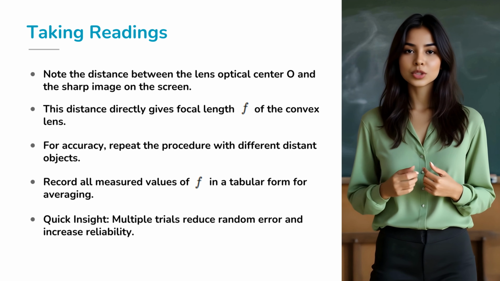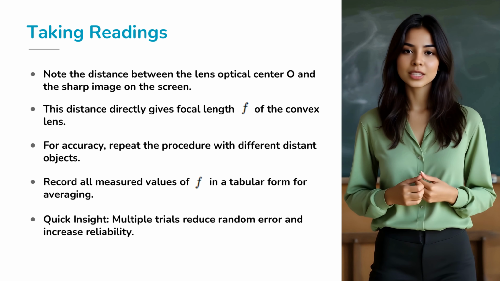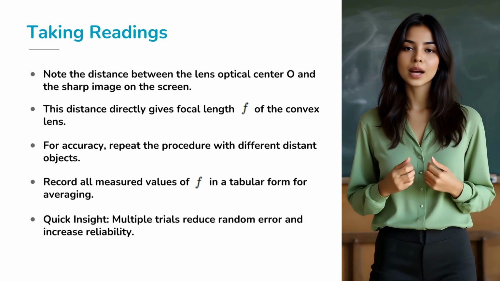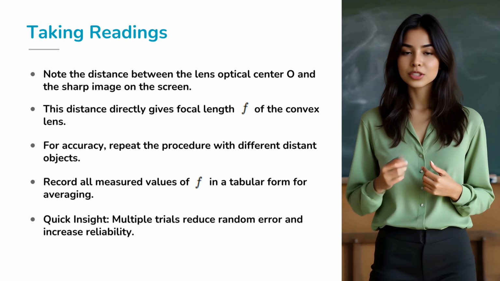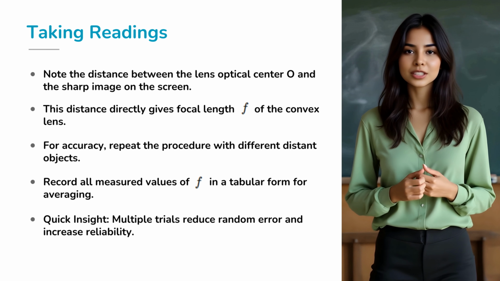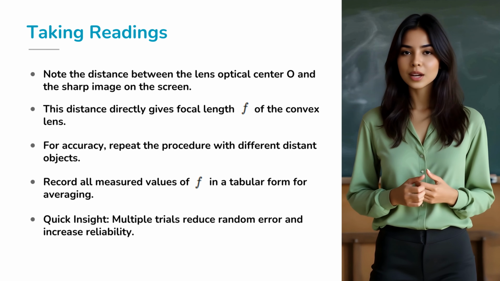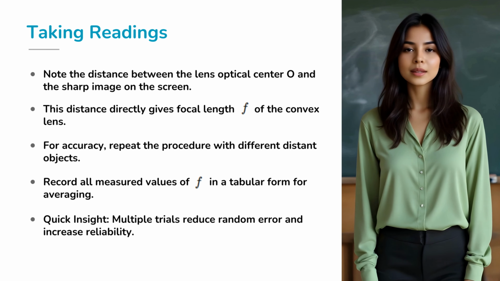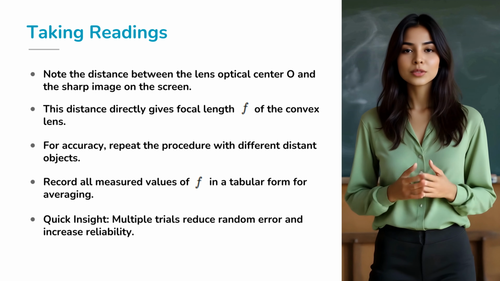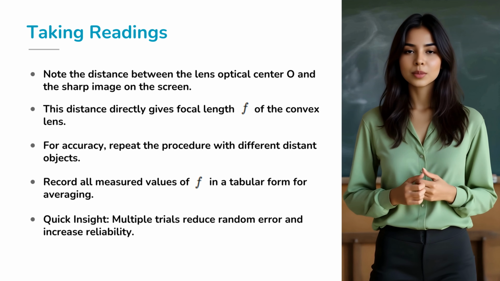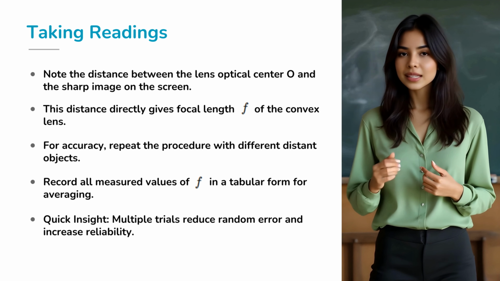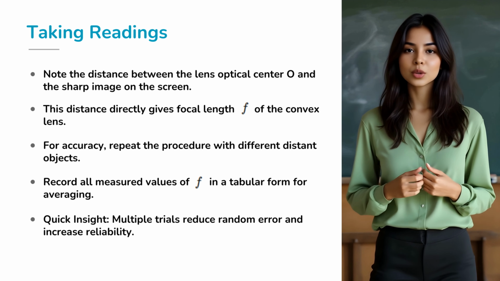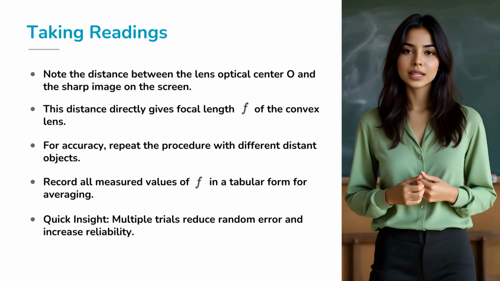We begin by noting the distance between the optical center of the lens, point O, and the position of the sharp image on the screen. This distance is very important. It directly gives us the focal length, denoted as f, of the convex lens. But remember, in physics accuracy is everything. So we don't stop with just one reading.